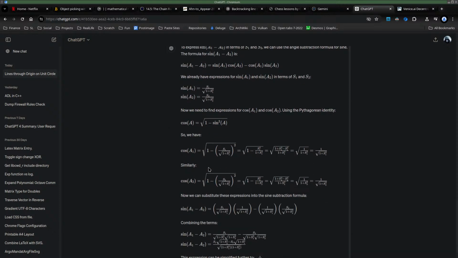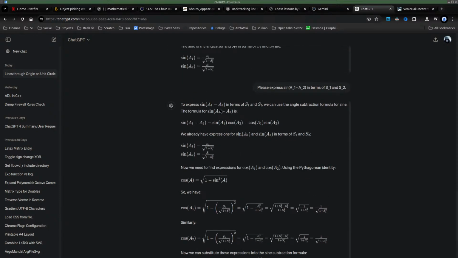Let's check this. To express blah blah blah. The sine of a1 minus a2, the sine of a times cosine is etc. Yeah. I don't know. Is that correct? Suppose it is correct. It would be really bad if it's wrong.